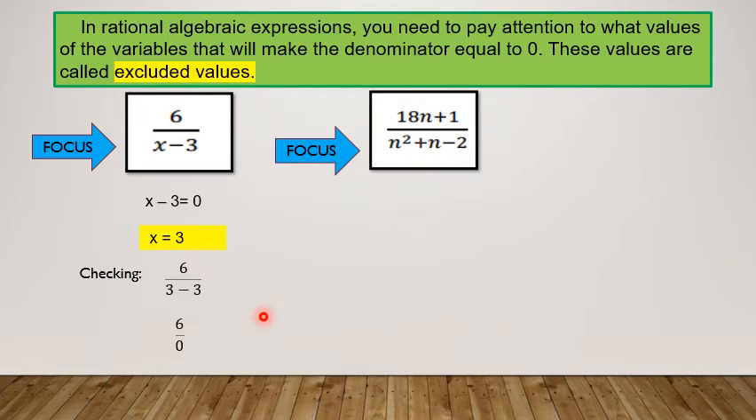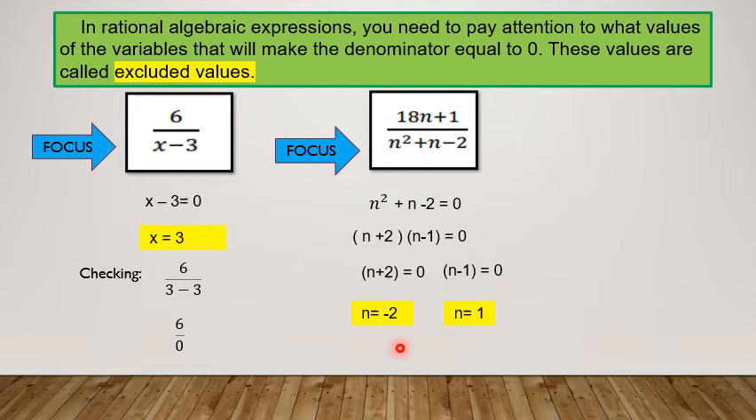Another one. Let's focus on the denominator. Then let's apply this equation, which is a general trinomial. Let's factor. And we have the quantity n plus 2 times the quantity n minus 1 equals 0. Then let's use the property of equality. Then we get n equals negative 2 and n equals 1. Then let's check.